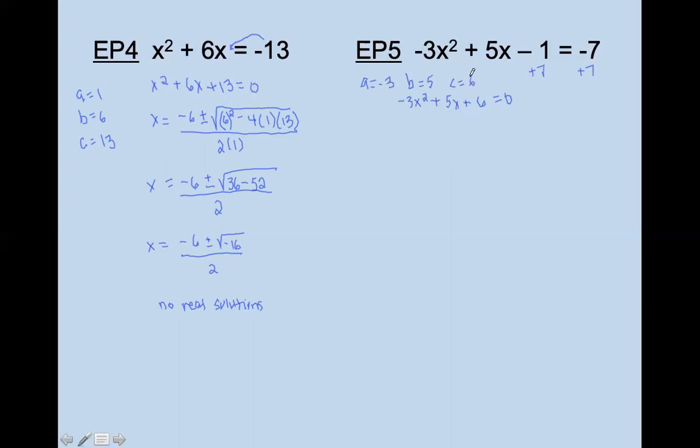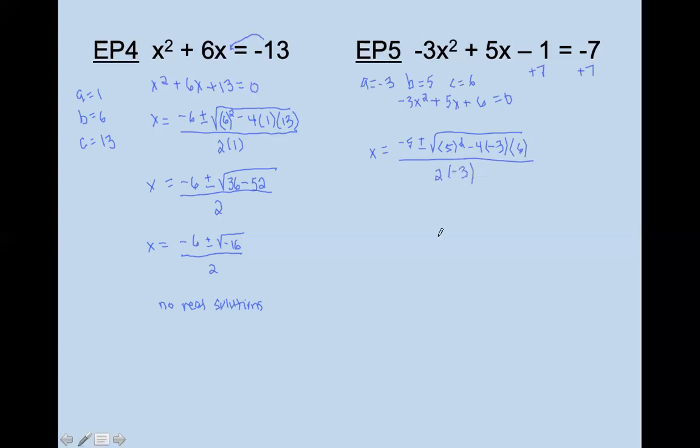All right, so using the quadratic formula, x is going to be equal to -b, so -5, plus or minus the square root of b squared, so 5 squared minus 4 times a, and be careful that a was -3, times c, which is 6, all over 2 times a, so 2 times -3.